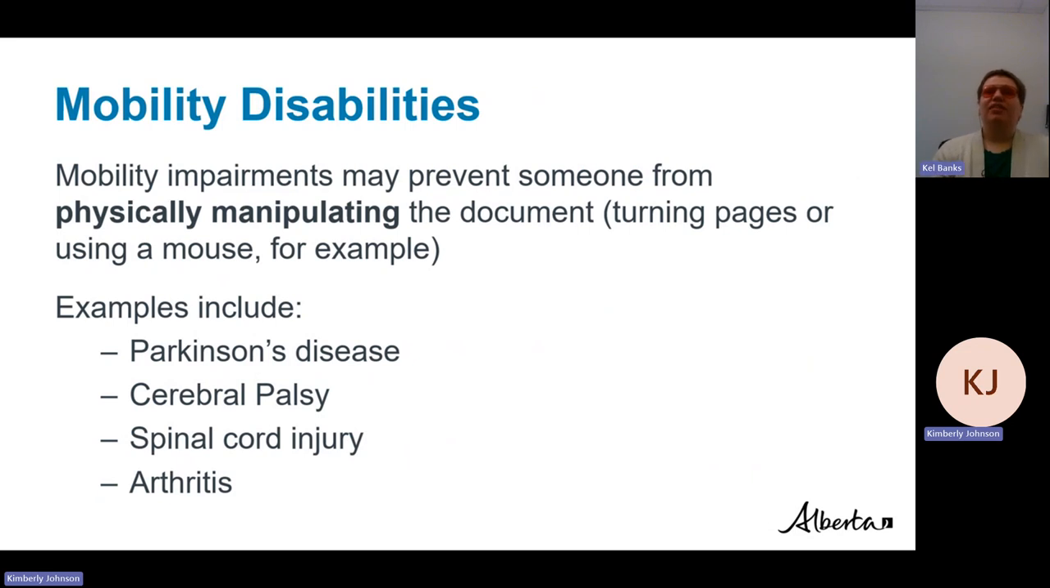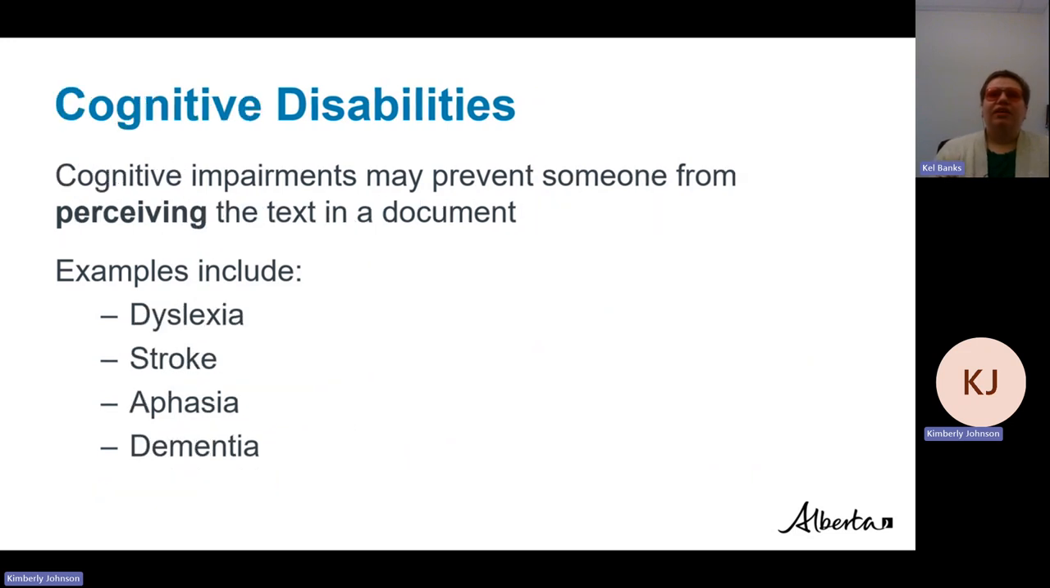So mobility disabilities. Mobility impairments may prevent someone from physically manipulating a document, such as turning pages or using a mouse. Examples of this include Parkinson's disease, cerebral palsy, spinal cord injury, or arthritis. So cognitive disabilities. Cognitive impairments may prevent someone from perceiving text, and examples of this include dyslexia, a stroke, aphasia, and dementia.